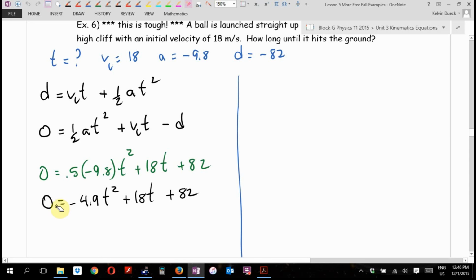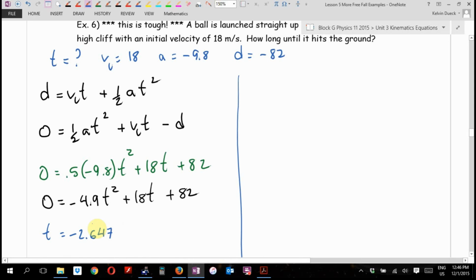What'd you get for t? You got one negative answer, right? What'd you get? I didn't get a negative answer. Negative 2.6. What? 4.47, rounded off properly. Okay.